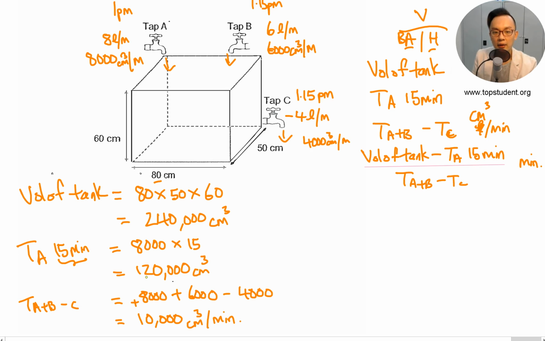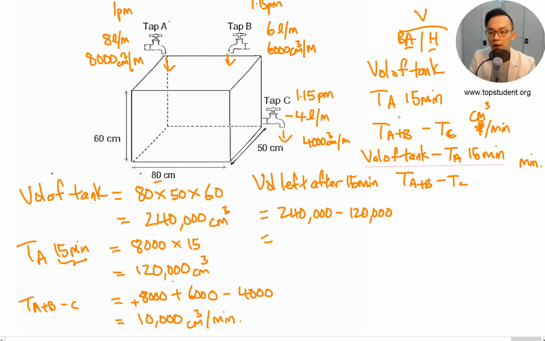And I know that I want to find after tap A for 15 minutes, what is the volume left after 15 minutes? That's equals to 240,000 minus away 120,000. I'm trying to find this value here, volume of tank minus tap A for 15 minutes. So volume left after 15 minutes, I get 120,000 cubic centimeters. So last one is I take this divided by this.